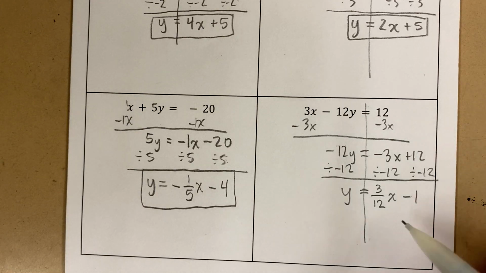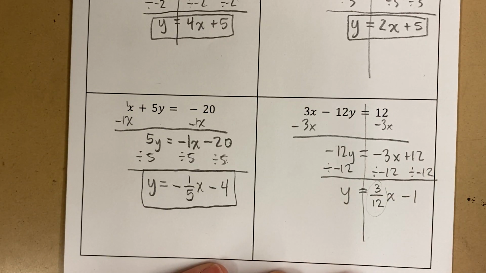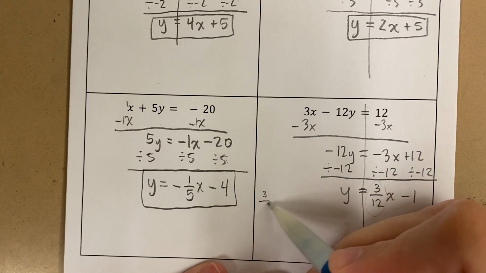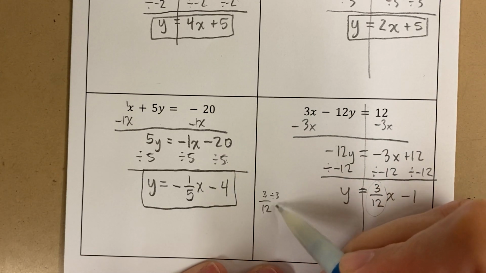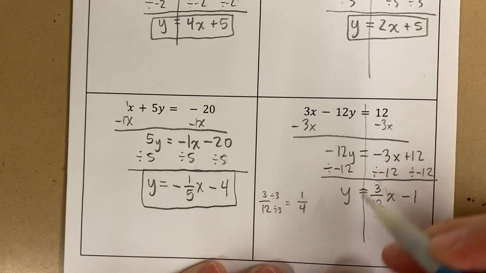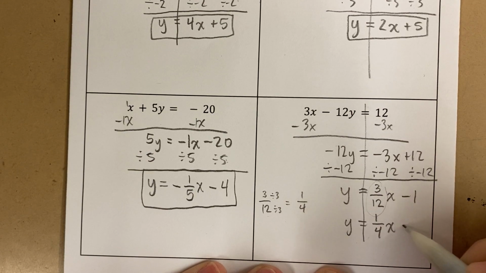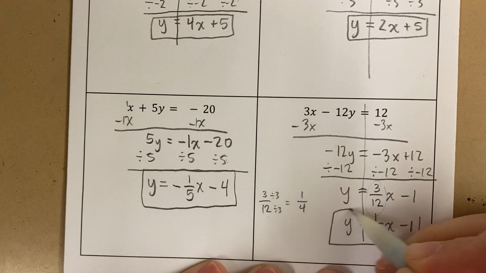Now, here's the thing. You're not quite done. Why? Because this is not simplified. What can both 3 and 12 be divided by? They can both be divided by 3. So 3 divided by 3 is 1, 12 divided by 3 is 4. So this should be rewritten as 1/4 x minus 1.